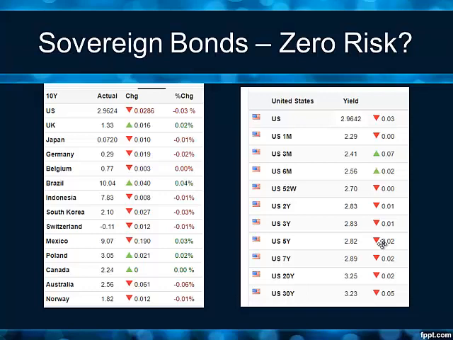So you can see that Poland, Canada, Australia, Norway have low yields on 10-year bonds. Switzerland has actually got a negative yield, and Mexico and Indonesia and Brazil have high yields. Unexpectedly South Korea has a very low yield. So that's the picture in terms of 10-year bonds.